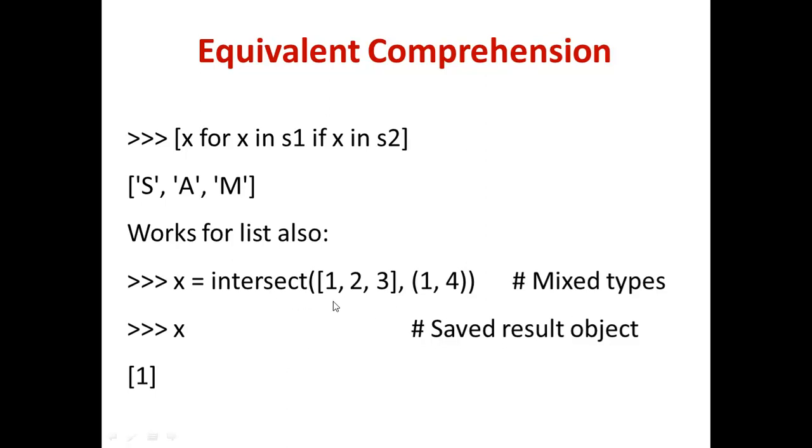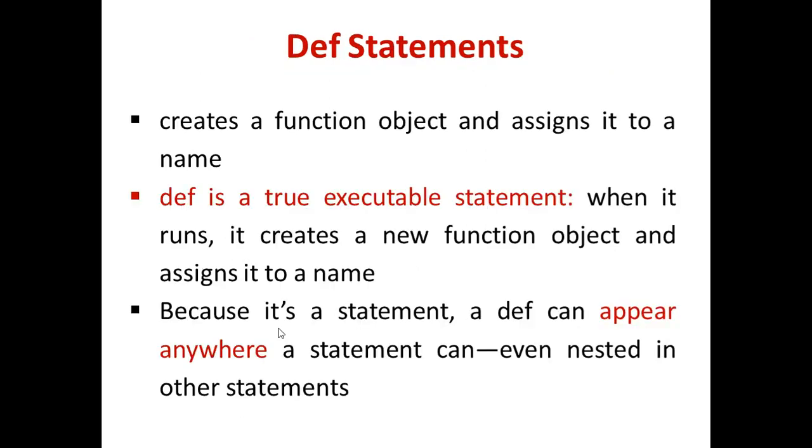Look at it. I have called a function called intersect, passing sequence 1 as this and sequence 2 as this. So finally I'll get these common items. So you can even mix up the types, it's possible.